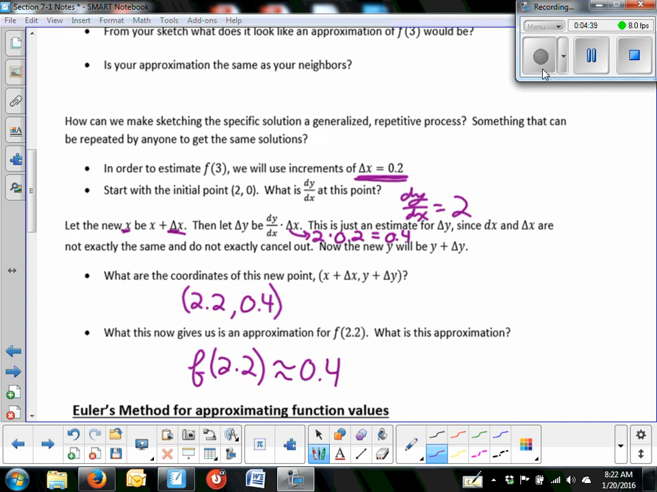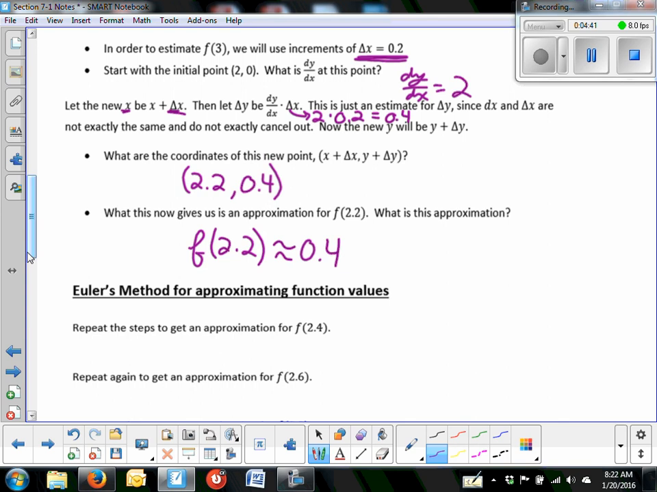So what we're going to do now is go ahead and approximate f of 2.4, which, if you notice, is another 0.2 step for x. So my new x is going to be 2.4. Oops, sorry, don't need that yet. So to find delta y, I need dy/dx at that old point of (2.2, 0.4), which will be 2.6.